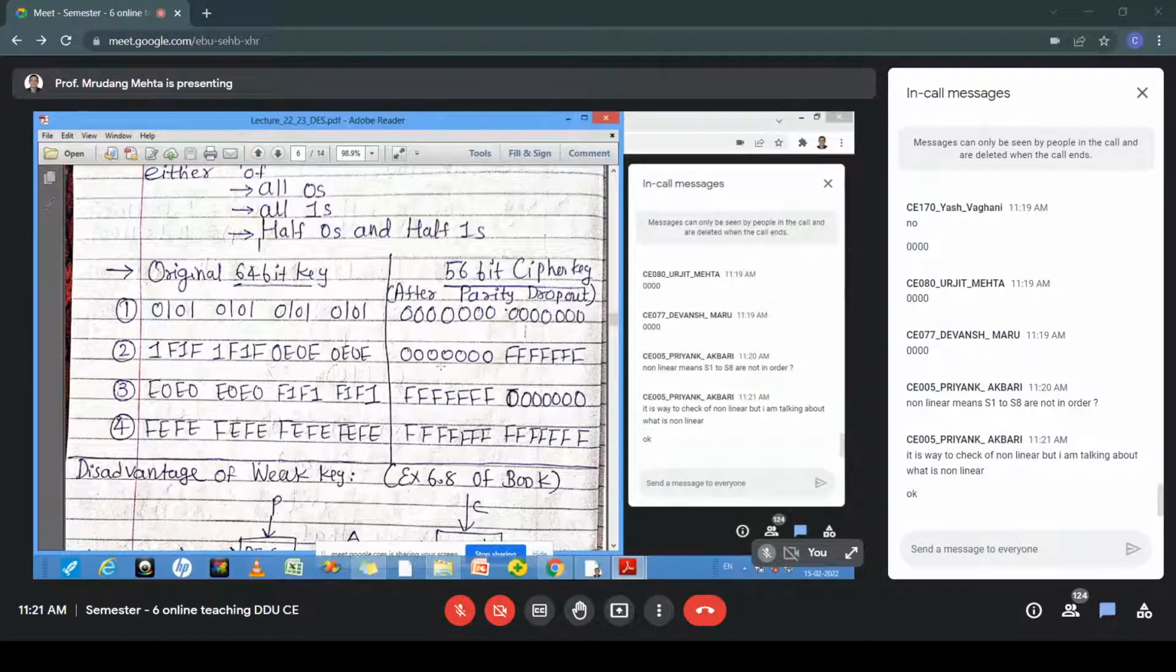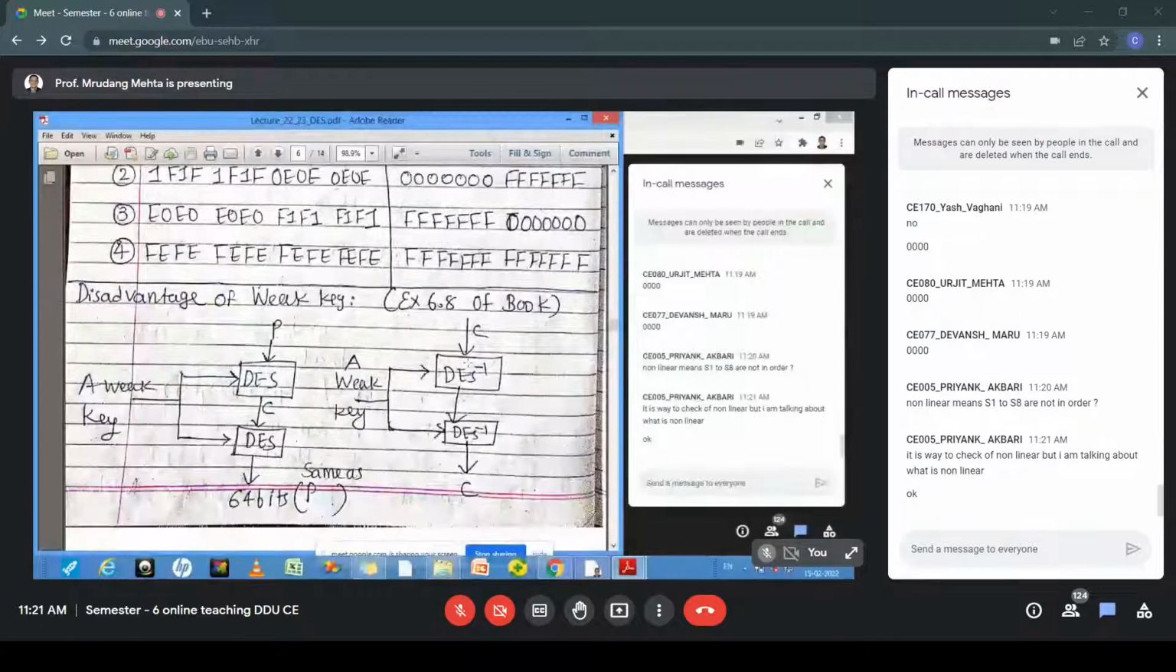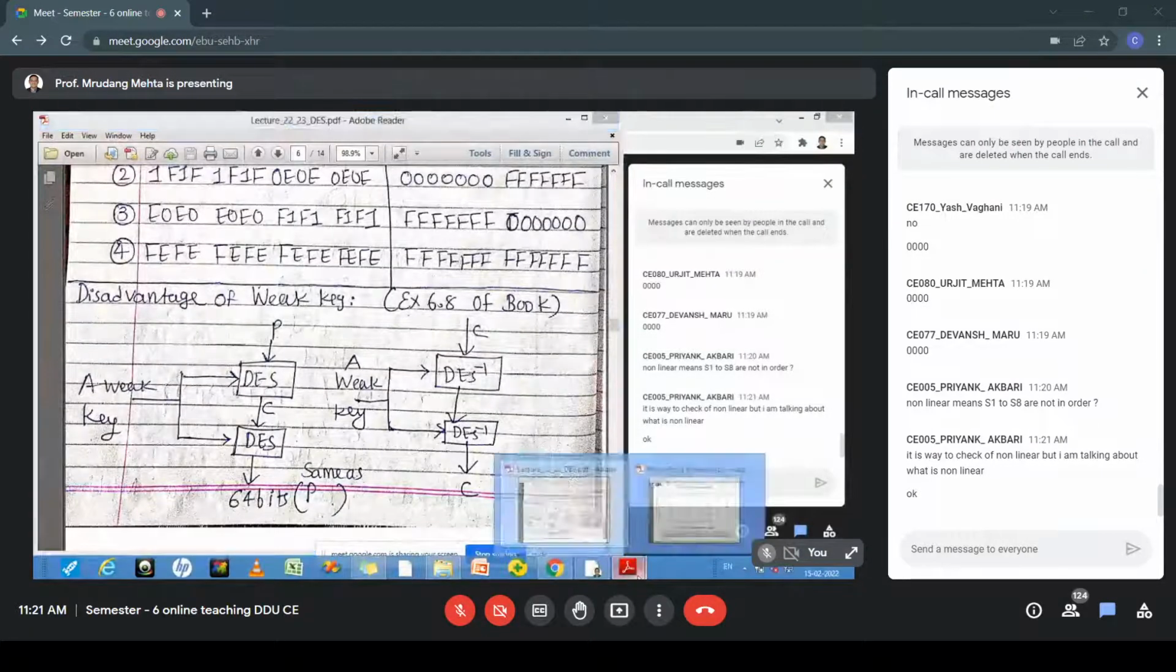So all zeros, all ones, and these two keys, key number 2 and key number 3: 1F, 1F, 1F, 1F, 0E, 0E, 0E, 0E, and this one is reverse: E0, E0, E0, E0, F1, F1, F1, F1. In this, after parity dropout, it generates half zeros and half ones, and half ones and half zeros. So these four keys are actually weak keys, right? What is the disadvantage of a weak key? Let us see it in an example.